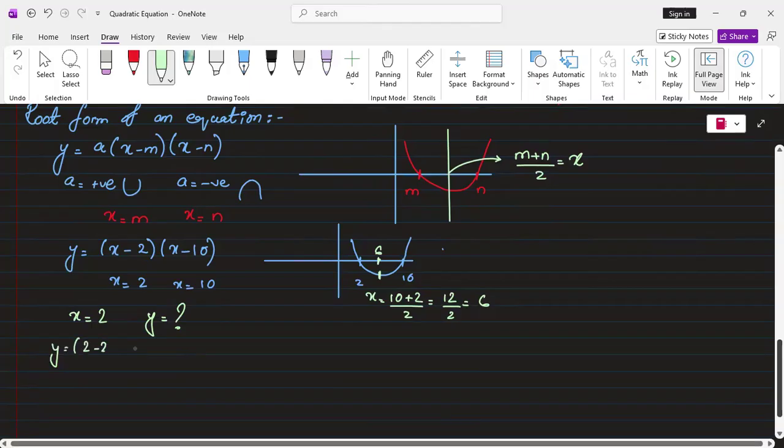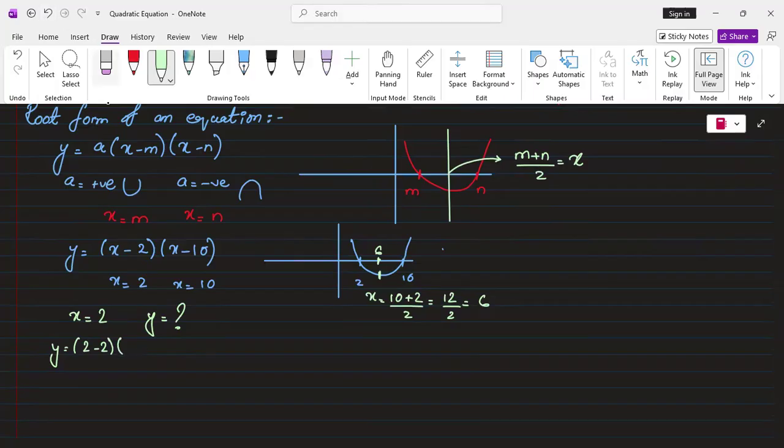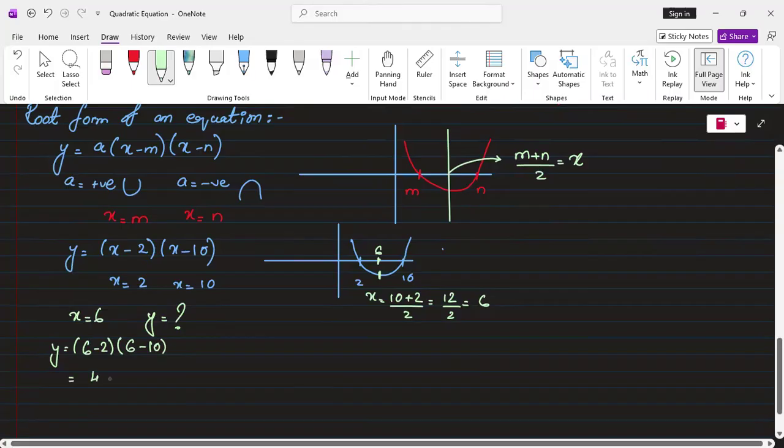Just 2 minus 2. Oh, sorry, not 2, it has to be 6. So I need to just correct this thing. So this was 6. 6 minus 2, and this again 6 minus 10. 6 minus 2 is 4. 6 minus 10 is minus 4. And your y coordinate of the turning point should be equivalent to minus 16.